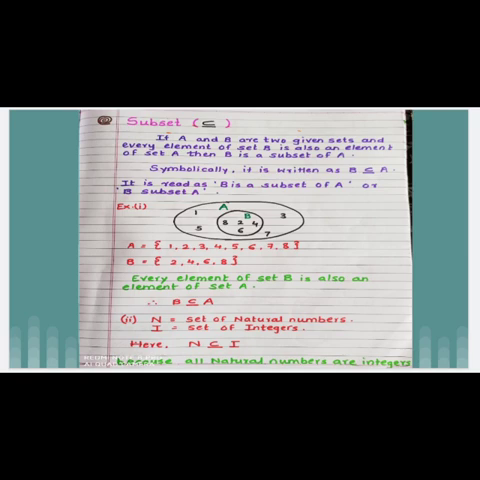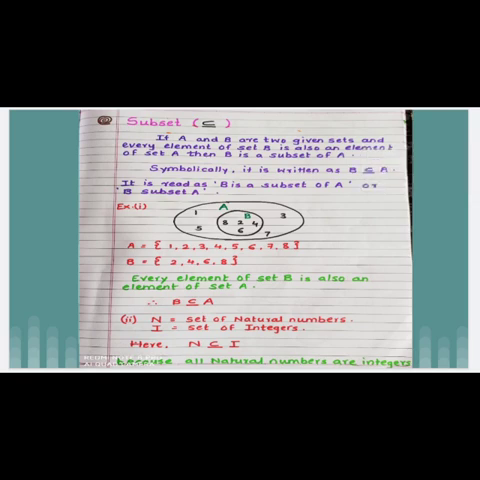Now if you observe both sets, you can understand that all the elements which are present in set B can also be seen in set A. That means B is a subset of A. Every element of set B is also an element of set A. Hence, set B is a subset of A.